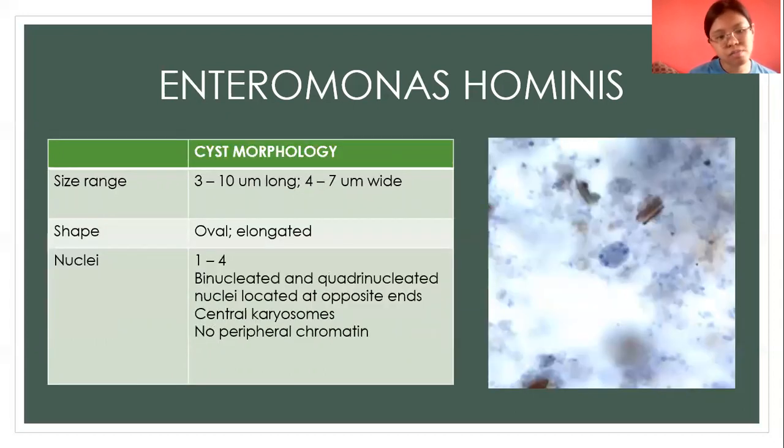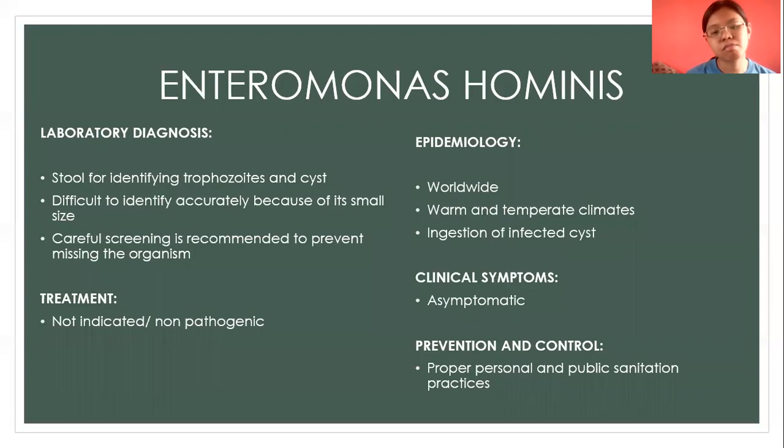Yan. So, cyst morphology. Yan. Unlike sa ating Trichomonas, na ating Enteromonas, meron siyang cystic stage. So, size range niya is 3 to 10 micrometer long to 4 to 7 micrometer wide. Oval, elongated. Nucleus 1 to 4. Binucleated and quadrinucleated nuclei located at the opposite ends, central karyosomes, and has no peripheral chromatin.